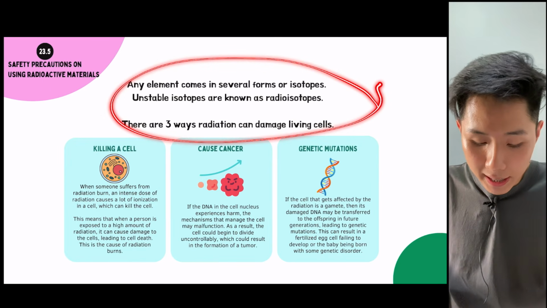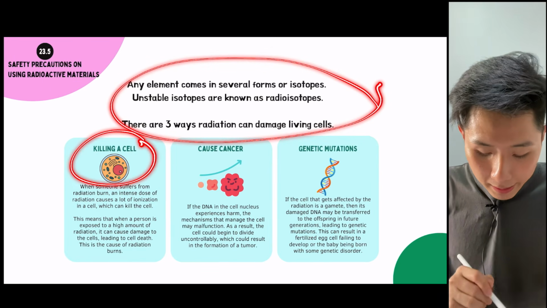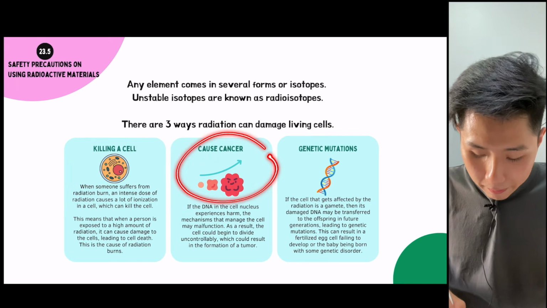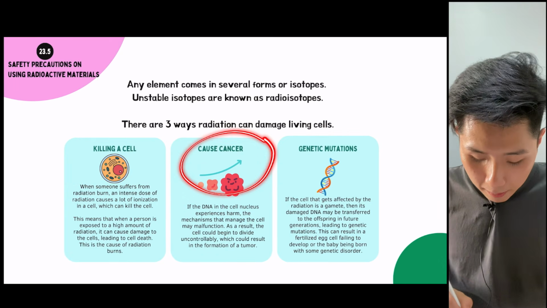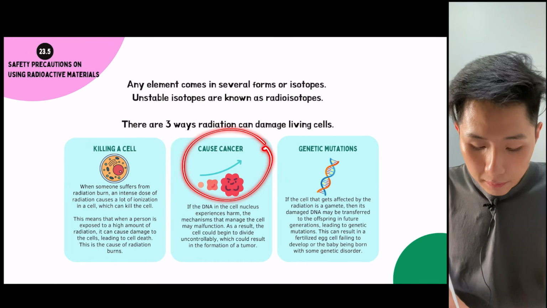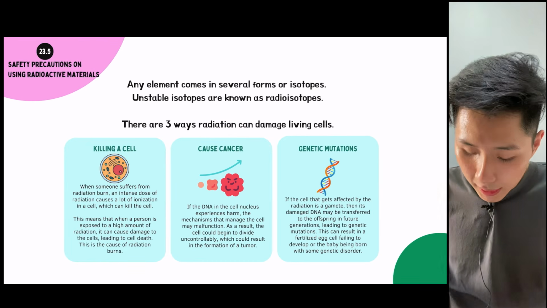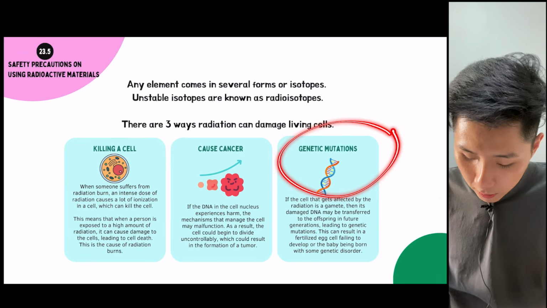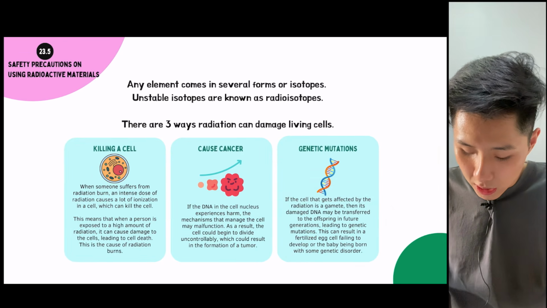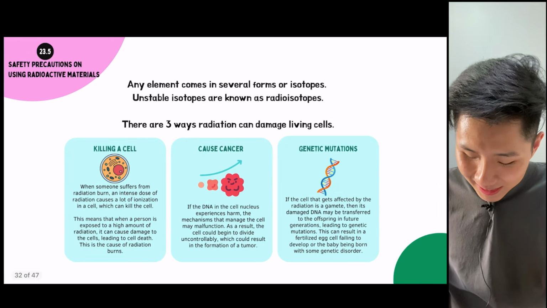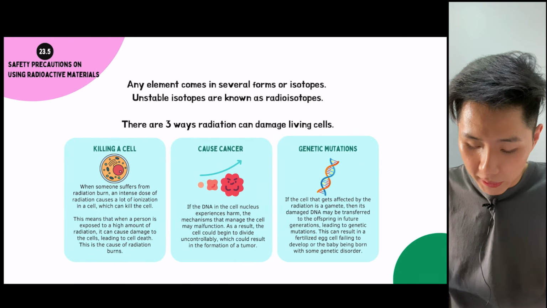Because there are three ways that radiation can damage living cells. They can kill a cell. They could also cause cancer by DNA mutation, because if you learn biology, radiation could cause uncontrollable mitosis. Right? They also change your genes, which leads to a different generation. So the changed DNA will affect your offspring.